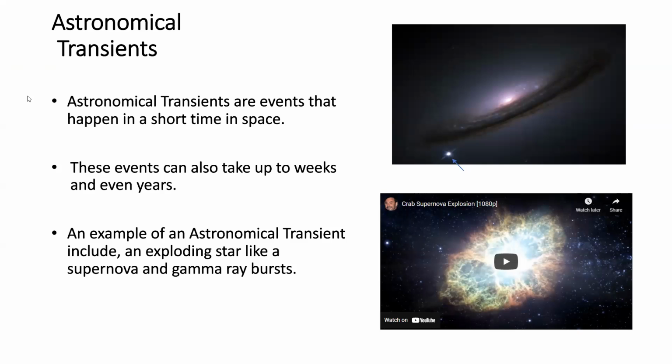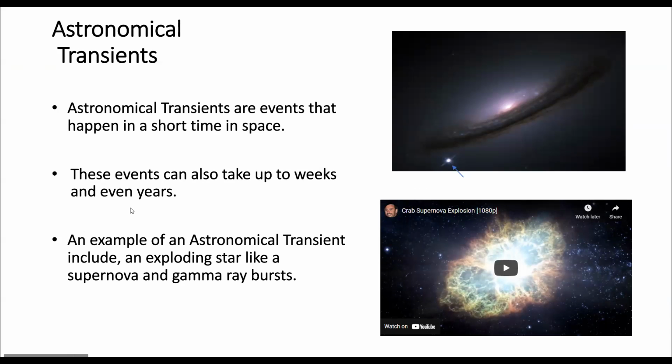Astronomical transients. Astronomical transients are events that happen in a short time and space. These events can also take up to weeks and even years. Examples of an astronomical transient include an exploding star like a supernova and gamma ray bursts. So this right here is an example of a supernova, and this right here is a video showing how it could look.